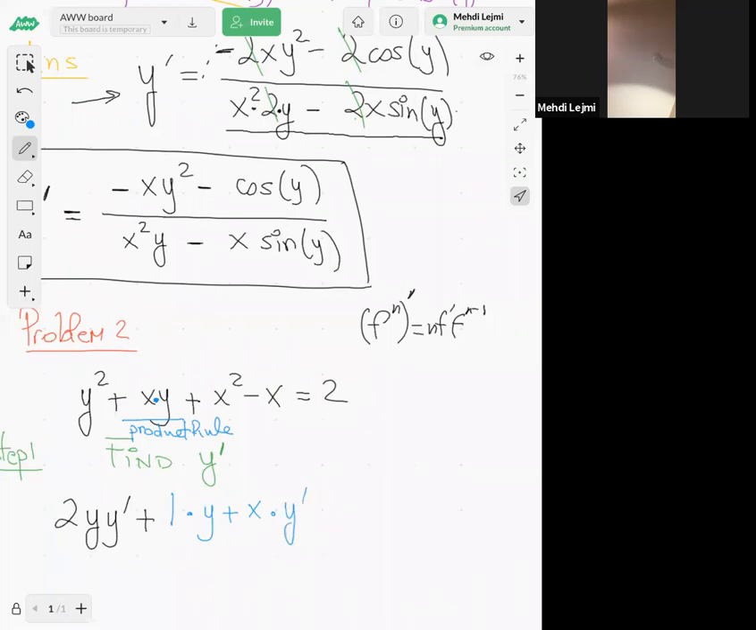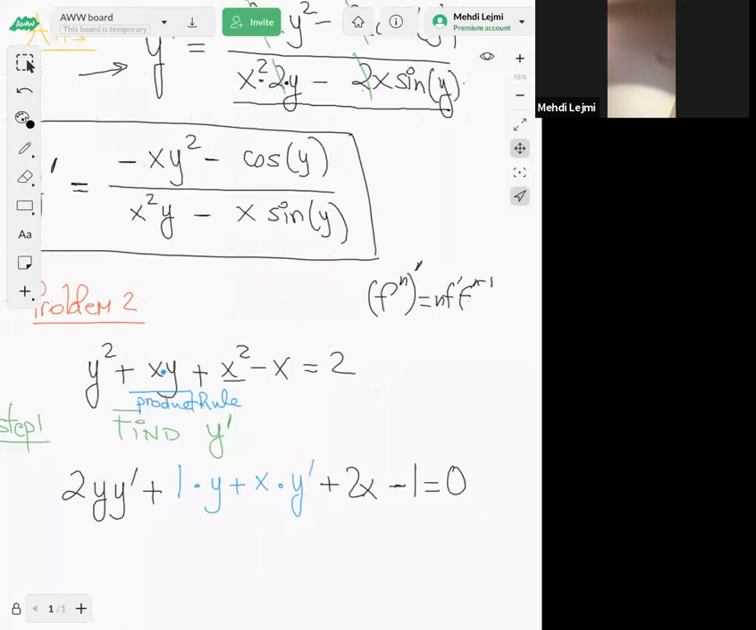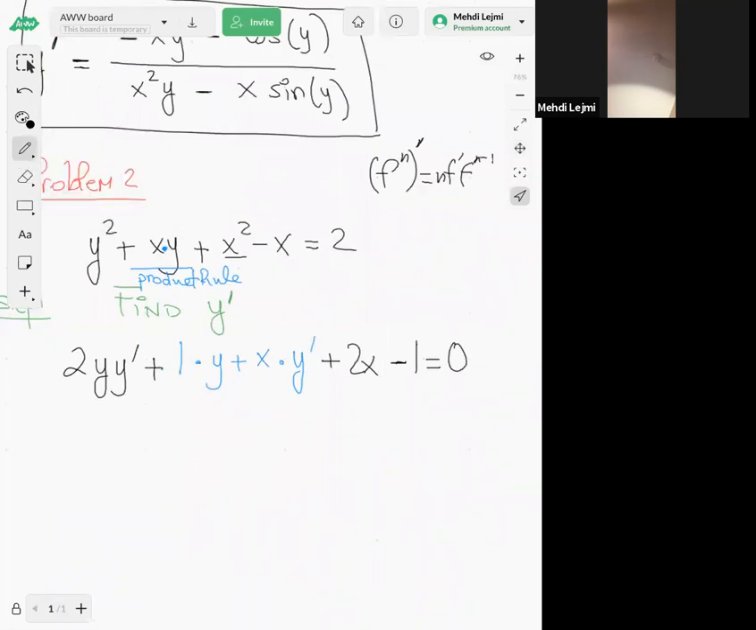So here I use the product rule. And then plus the x squared. Derivative of x squared is just 2x, minus x. Derivative of x is 1, of course. And then the right side is a constant. Derivative of a constant would be just 0. So what we have here, guys, is 2y prime plus y plus xy prime plus 2x minus 1 is equal to 0.